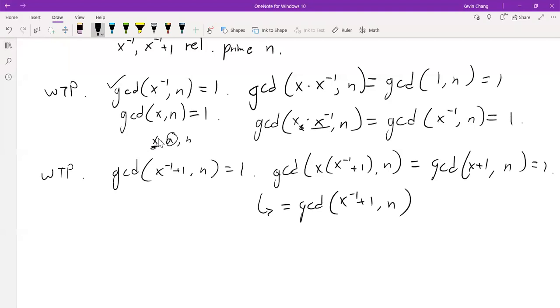So all the factors that they share have to come from this term right here. And so because we've proven using the mod theorem that this is equal to 1, we have that this is also equal to 1. So we can prove that this is true. And so what does that tell us?